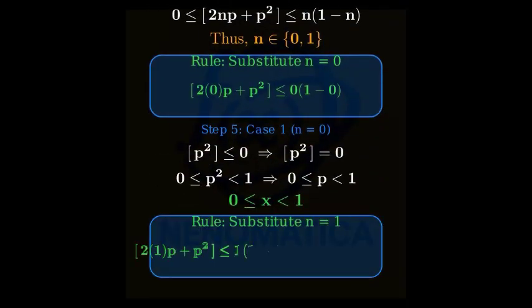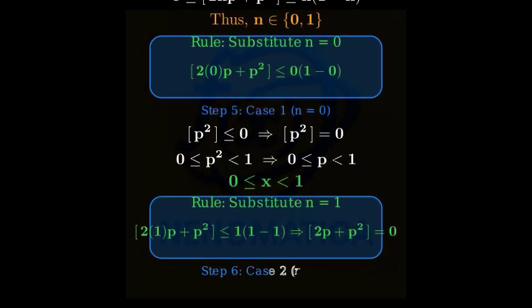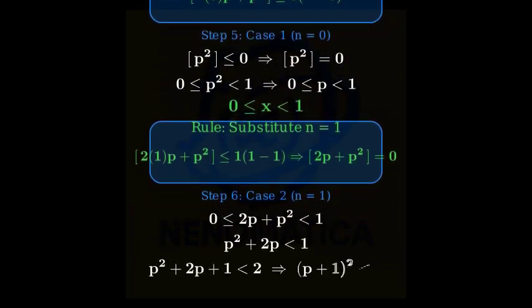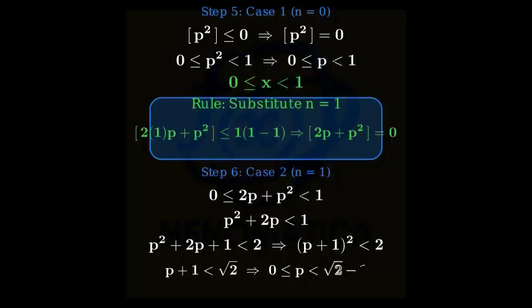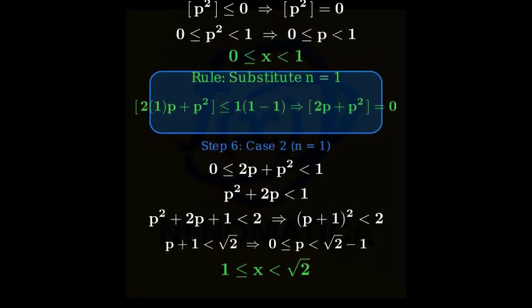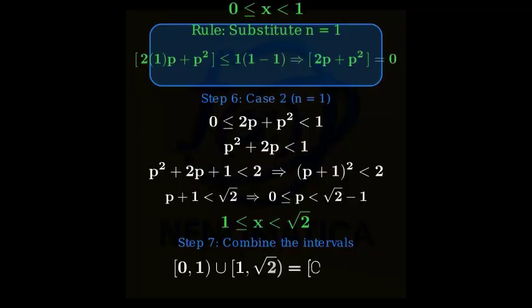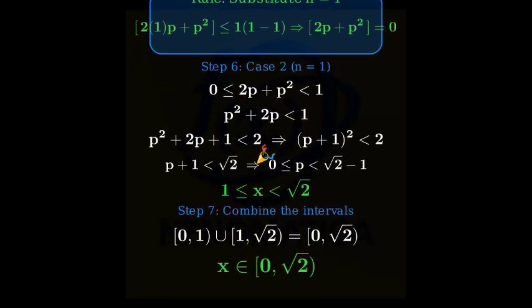Step 6. Case n equals 1. We get the floor of 2p plus p squared is 0, which means 2p plus p squared is at least 0 and less than 1. Completing the square gives p plus 1 squared less than 2, so p is less than square root of 2 minus 1. Therefore, x ranges from 1 to square root of 2. Step 7. Combine the intervals. From the two cases, we get the interval from 0 inclusive to square root of 2 exclusive.